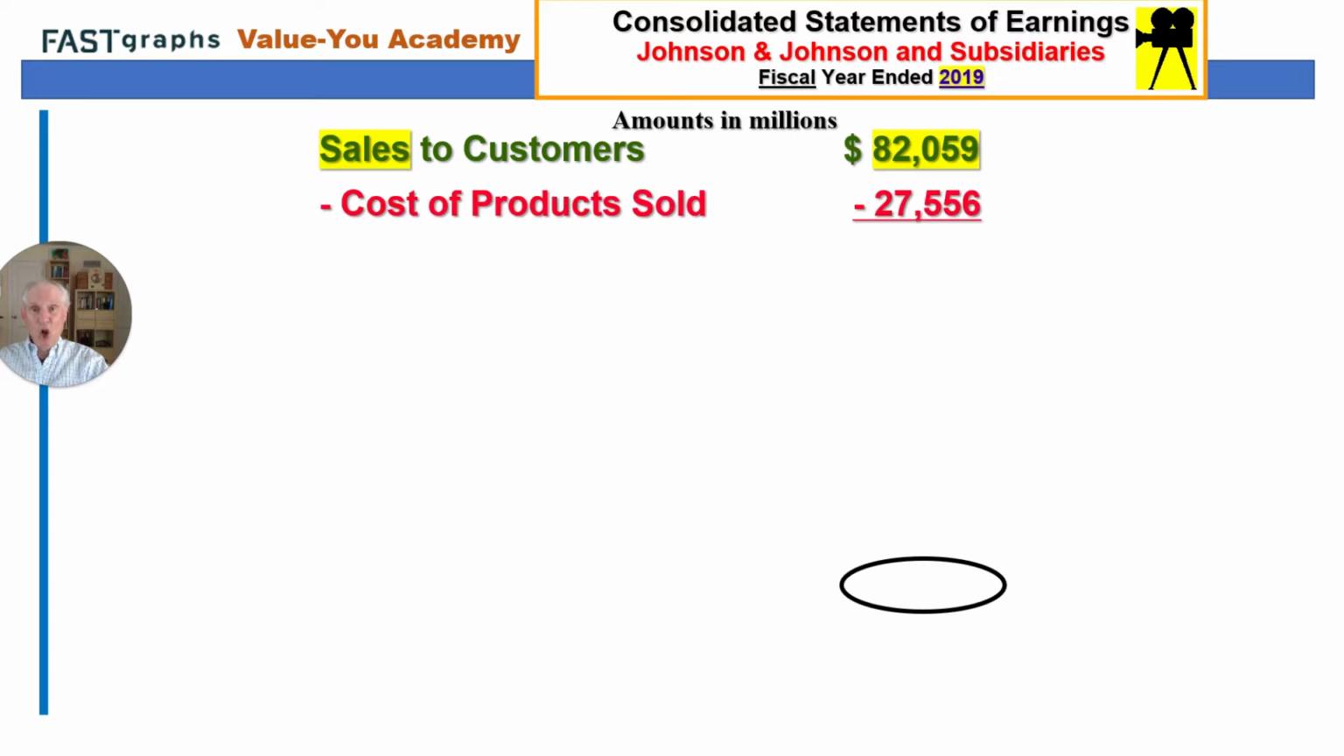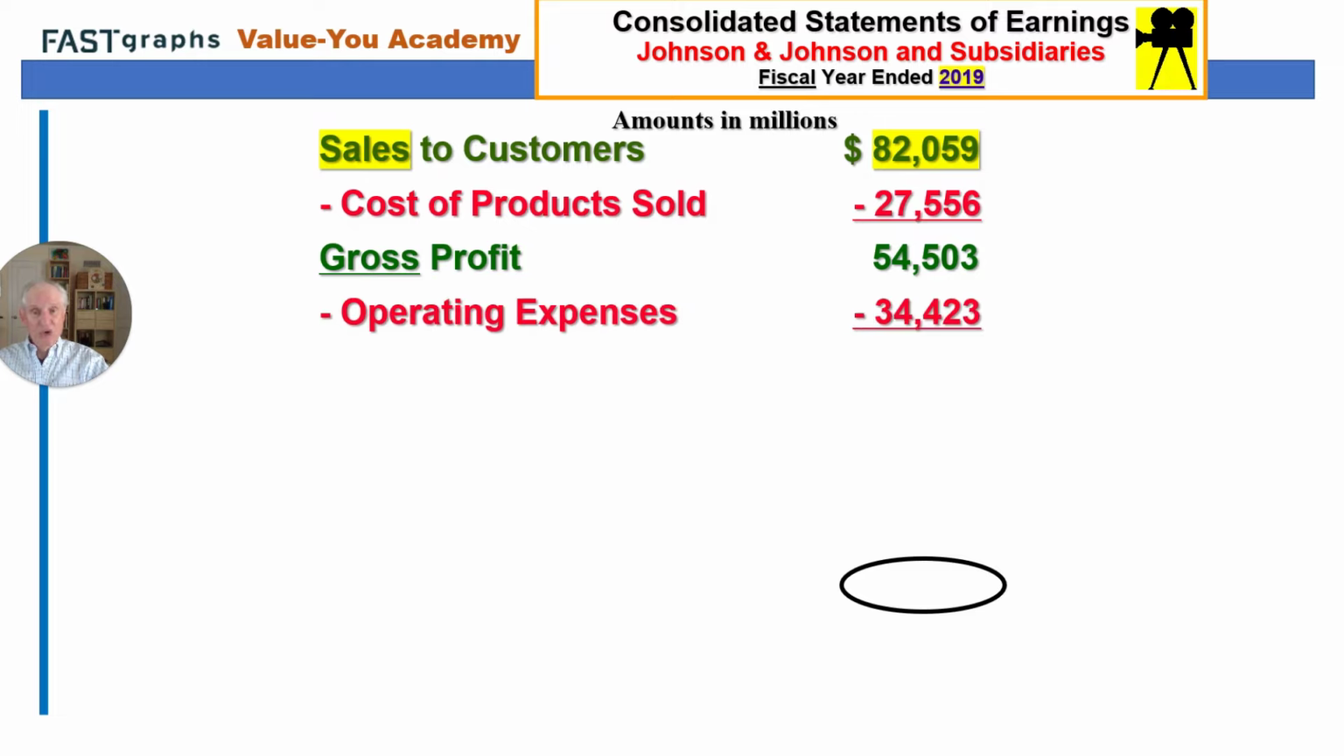We take off cost. It cost them $27.6 billion to make those products they sold for 82. Now we've got $54.5 billion left after cost. I just summarized all the operating expenses, another 34.4. Cost of goods sold is up above. This would be D&A, SG&A, R&D, all those other operating expenses, 34.4. Take that off. Now you're down to 20 billion in EBIT, as we saw before.